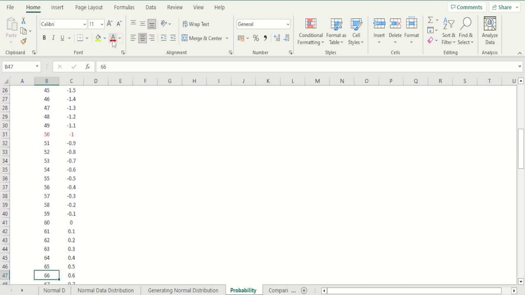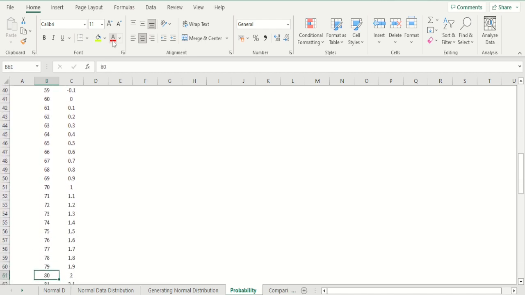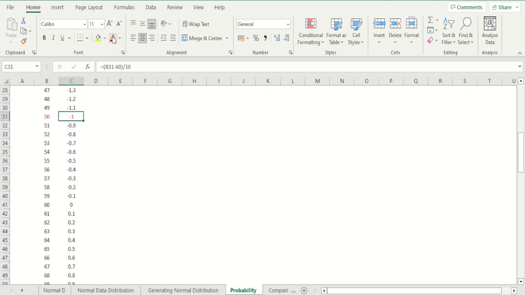Remember, the problem we are trying to solve is what is the percentage of students who would have received between 50 marks to 80 marks. So this is one end of the spectrum. The other end of the spectrum is 80 marks. And interestingly enough, 80 is 2 standard deviations away. So basically, these are the 2 points. So what is the z-score for 50? It is -1. And the z-score for 80 is 2.